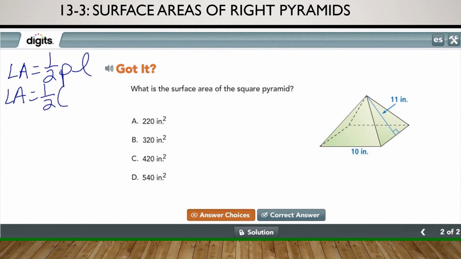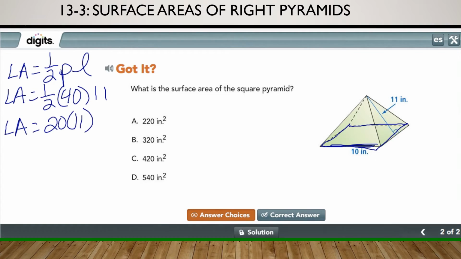Now we have to figure out the perimeter of the base. Again, this is a square, so you're going to be adding up all the sides. We know all sides are equal, and we know there's 4 sides, so we could just do 10 times 4, which is 40. And then the slant height, remember, that's the height of the triangle. The slant height is 11. Now I'm going to go ahead and multiply, get half of 40, which is 20. And then you're going to go ahead and multiply that by 11. And we end up with 220, and don't forget your units, that's inches squared.